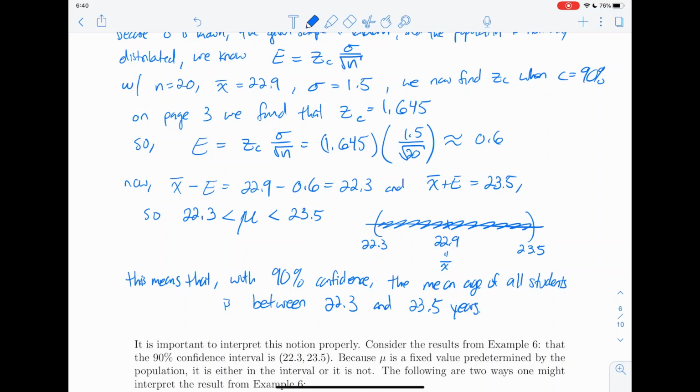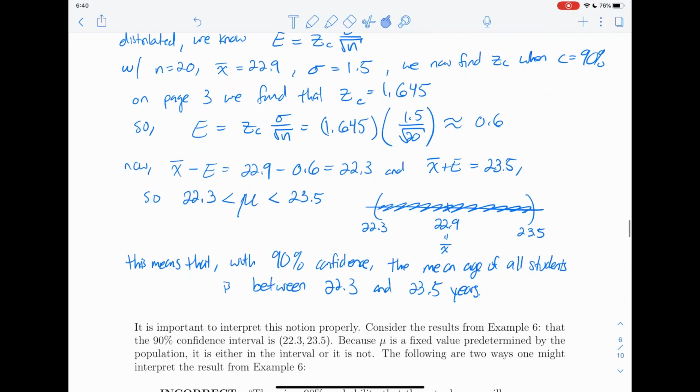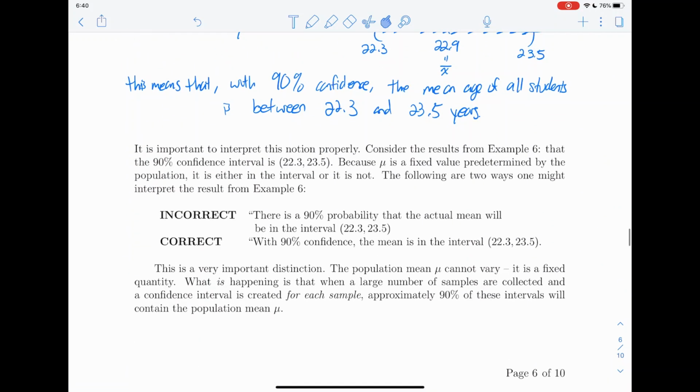It's really important to note that we're using the word confidence here, not necessarily probability. If you do want to use the probability word, you have to be very careful. This exposition following this problem sort of highlights why you have to be careful.